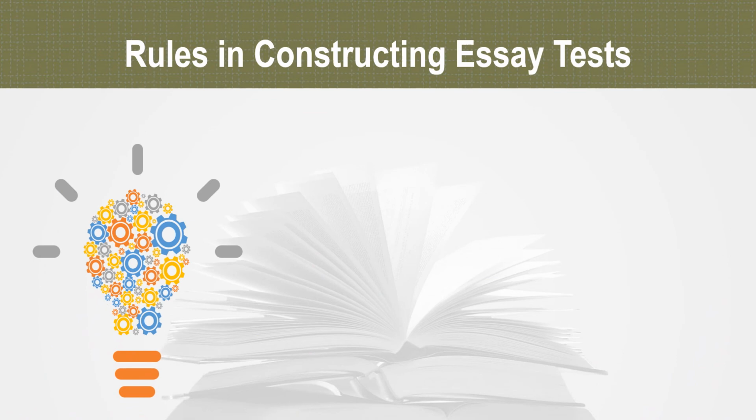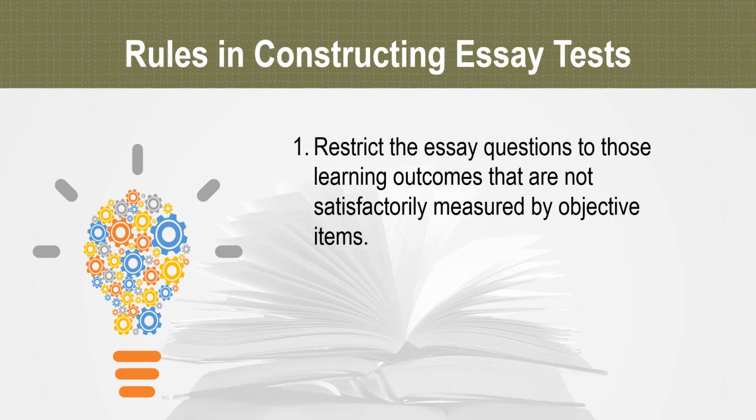Let's proceed to the last but definitely not the least objective type of test, which is your essay. Rule number one, restrict the essay question to those learning outcomes that are not satisfactorily measured by objective items. What does it mean? Meaning to say, if you really want to measure higher order thinking skills, better to use essay type of test. If you want to analyze, if you want to evaluate, it belongs to the higher level of thinking.